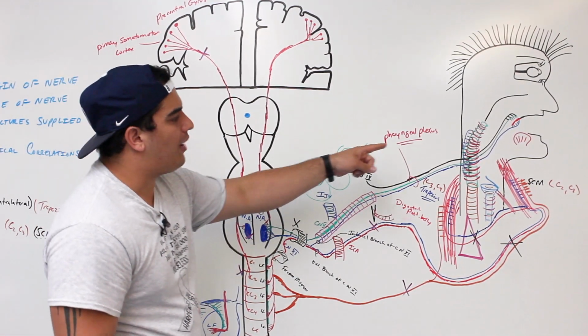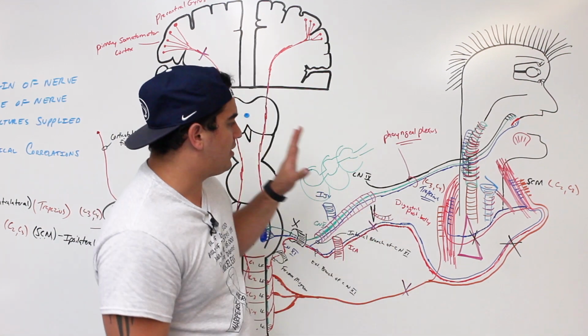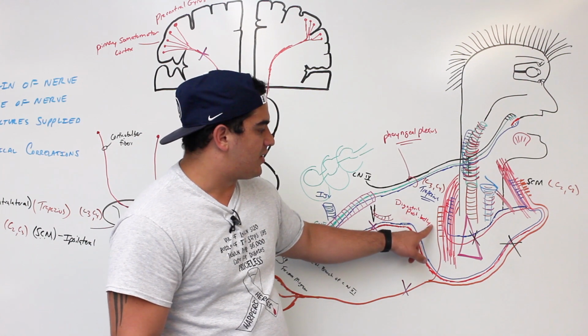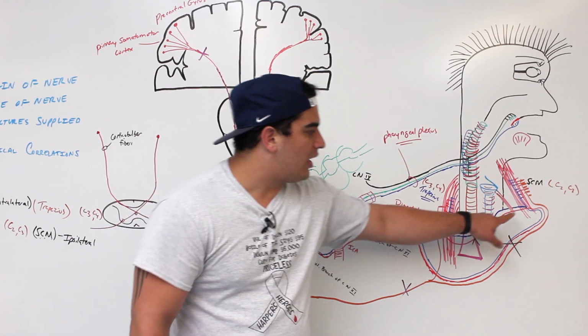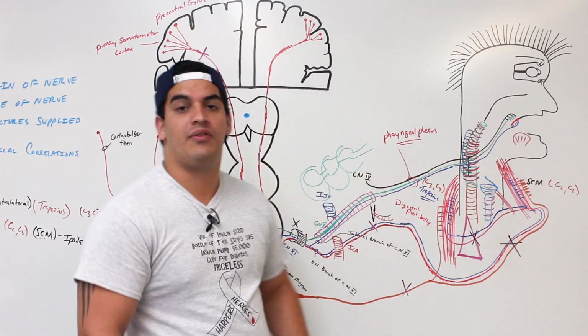So that pretty much covers everything that we would need to know about the accessory nerve, okay? We'll talk more about how the pharyngeal plexus is affected during the vagus nerve, but for right now, I want you guys to basically understand that the most important thing about the accessory nerve is its supply to the trapezius muscle and the sternocleidomastoid.